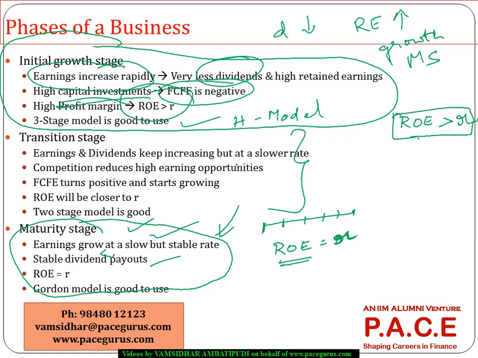So depending on the industry life cycle, or in which phase the company is operating with respect to the industry life cycle, accordingly we can make the choice of the phases and the choice of the valuation model based on the dividend.